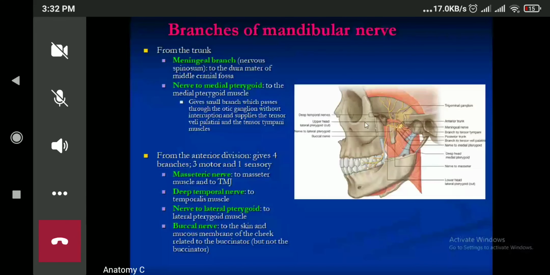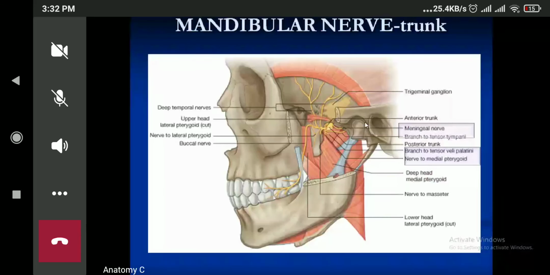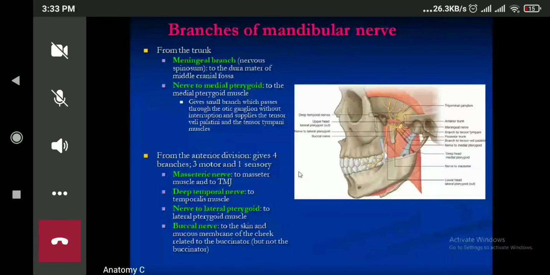So from the anterior division, you can see this one is the deep temporal nerve, this one is the nerve to lateral pterygoid, the nerve to masseter, and this one is the buccal nerve. Out of all the branches which arise from the anterior division, the buccal nerve is a sensory one. It will supply the skin and the mucous membrane of the cheek area. That means it will not supply the muscle. It will just carry the general sensation.